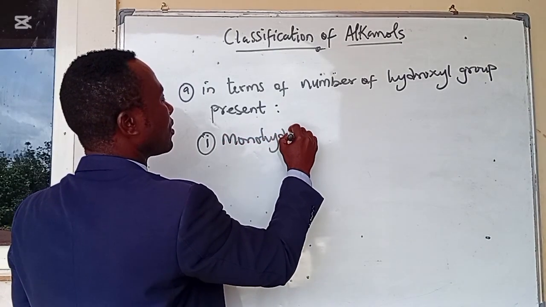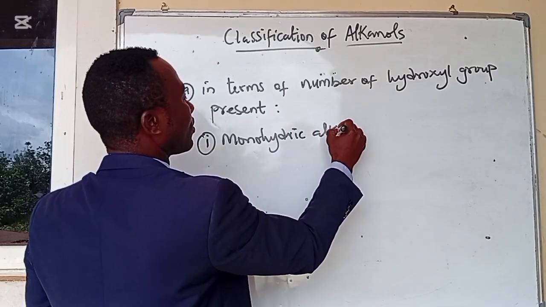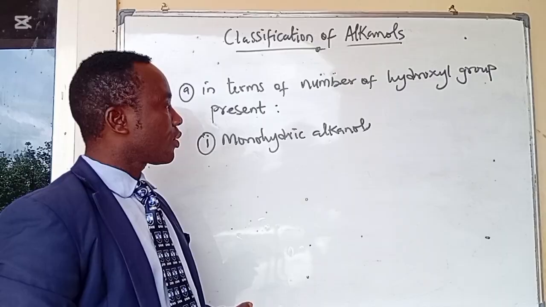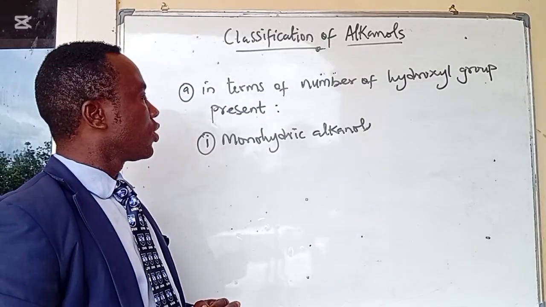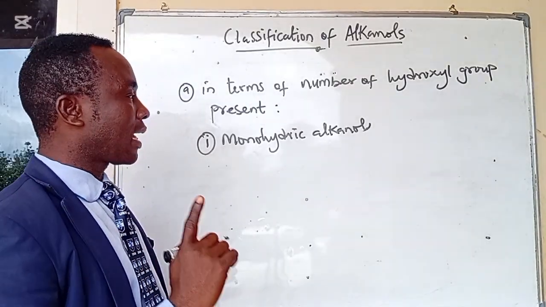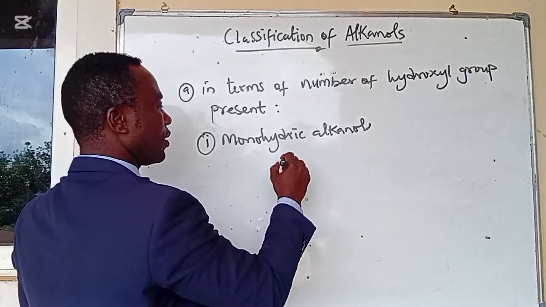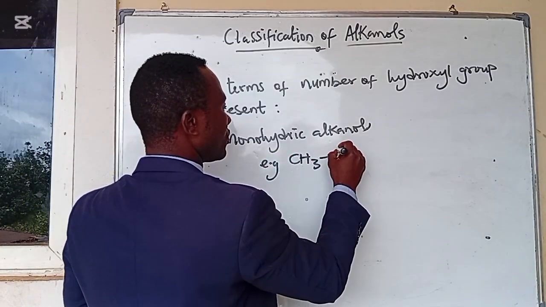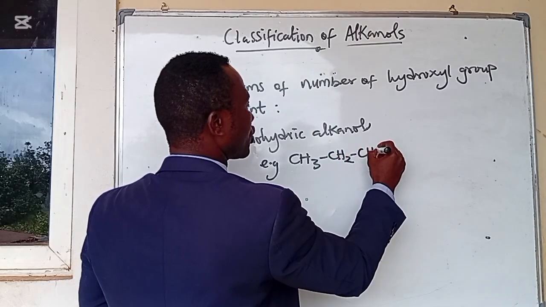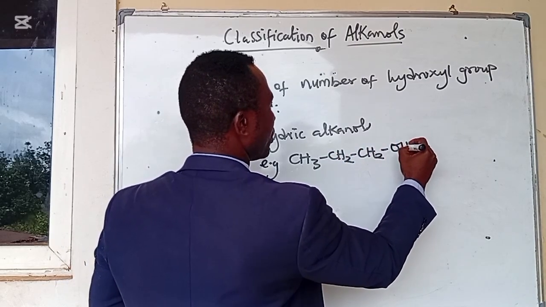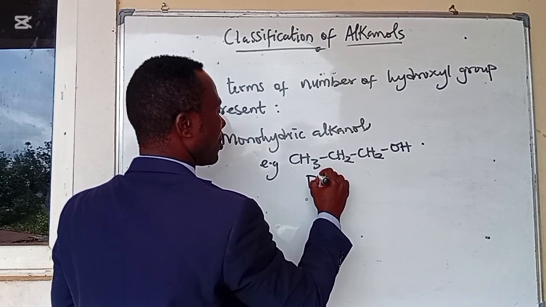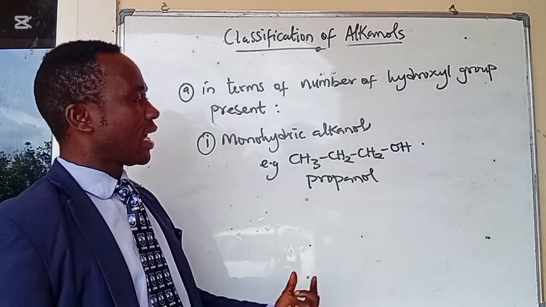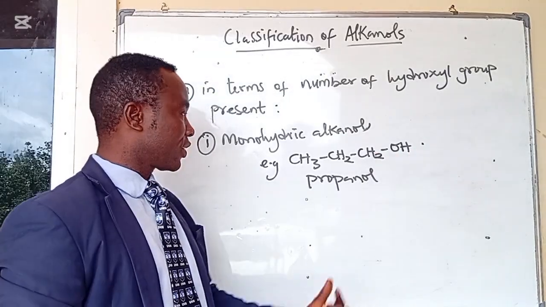monohydric alkanols. Monohydric alkanols are alkanols with only one hydroxyl group present. You have example CH3CH2CH2OH. This is a propanol. You see, it has only one OH that is present.